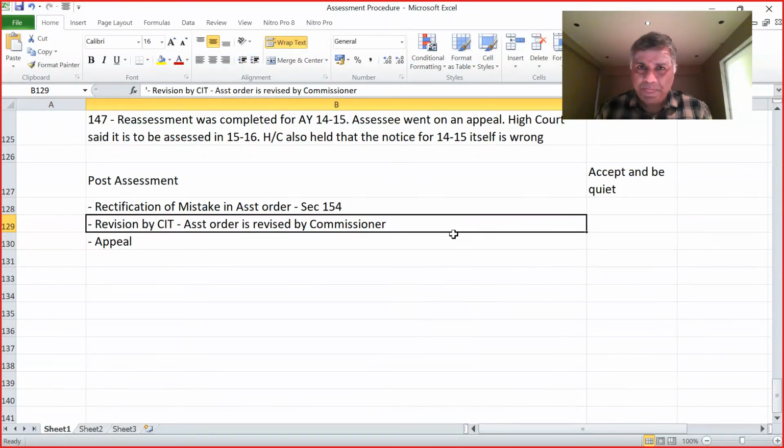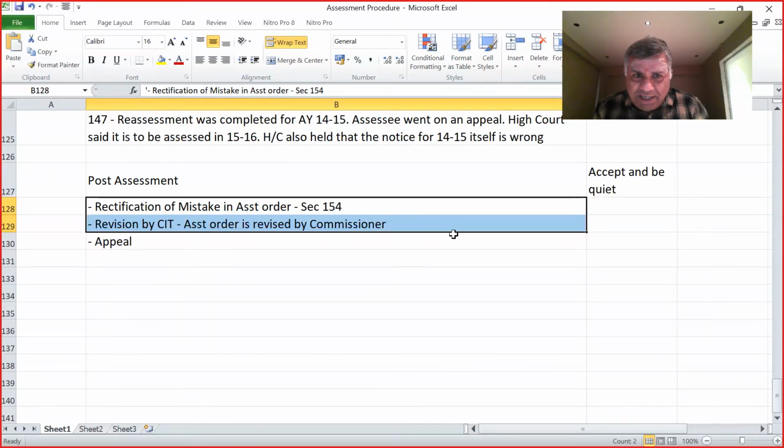So, one rule which we are going to study in both these things is: mere change of opinion cannot amount to mistake apparent on record. Otherwise, if there is a mistake, correct me. Then you will wonder what sort of mistakes there are. You have understood mistakes in the depreciation rate, mistakes in the computation.